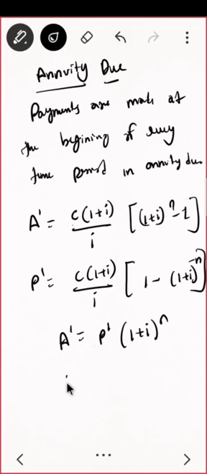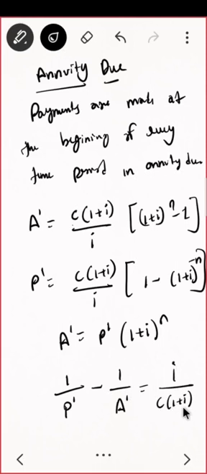Next is 1 upon P dash minus 1 upon E dash, that will be equal to i upon C into (1+i). Correct? This is the formula. Earlier it was i upon C only, but I told you, in the place of C you have to write C into (1+i). Okay, let us see some examples now.